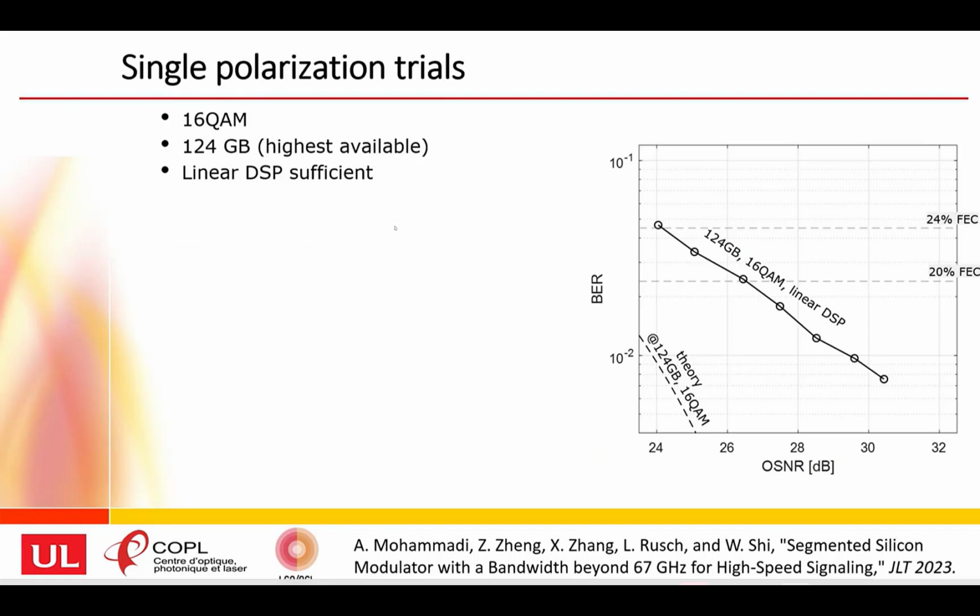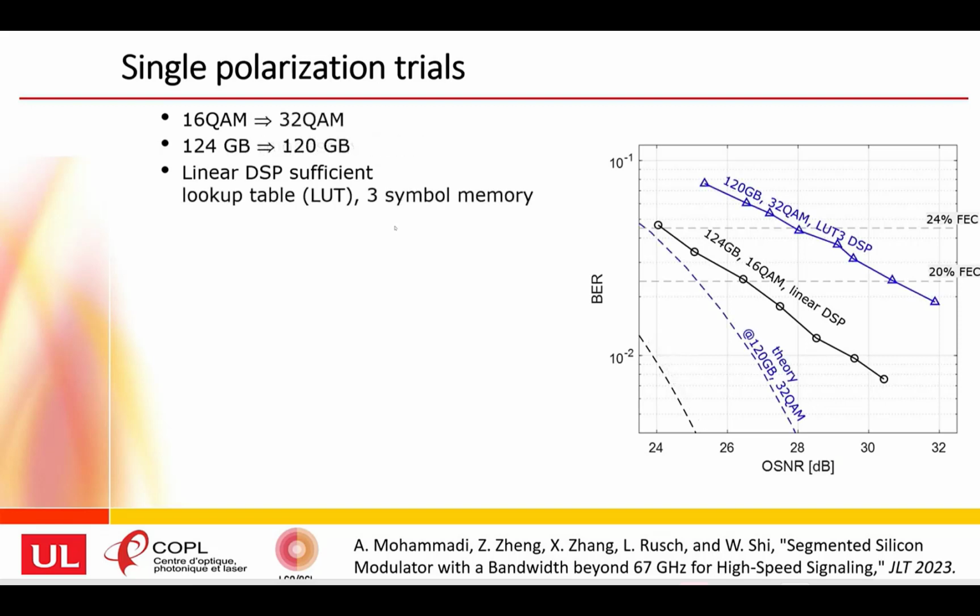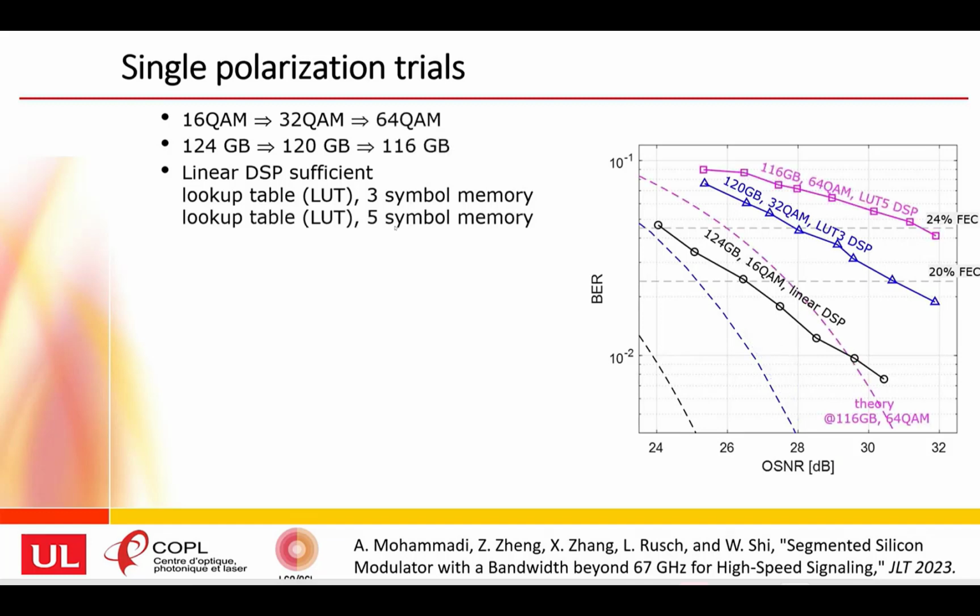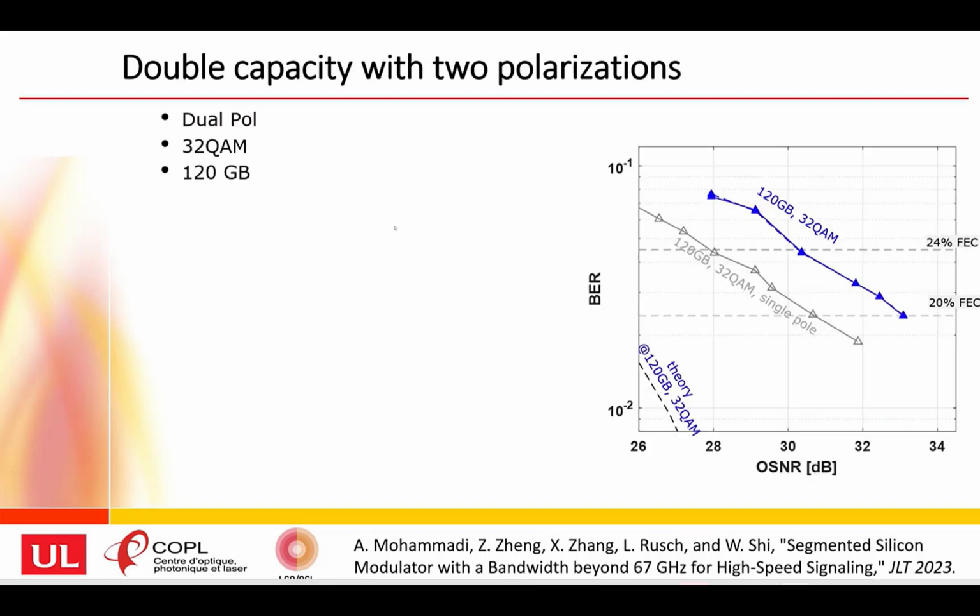So this gives you the signal-to-noise ratio versus the bit error rate. You'll see I put 2 FEC thresholds on this plot. I'm showing you the curve here for 16 QAM, which we were able to run at 124 gigabaud. And of course, we were able to stay below both FEC thresholds without challenge. We moved to 32 QAM. We had to make our DSP a little bit more complex. The receiver still getting good performance. And even at 64 QAM at 106 gigabaud, we were able to stay below the 24% FEC threshold.